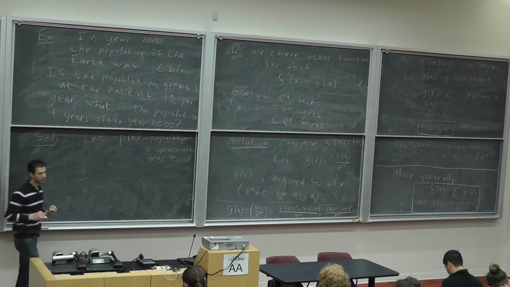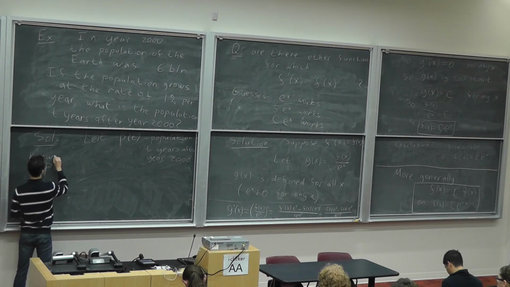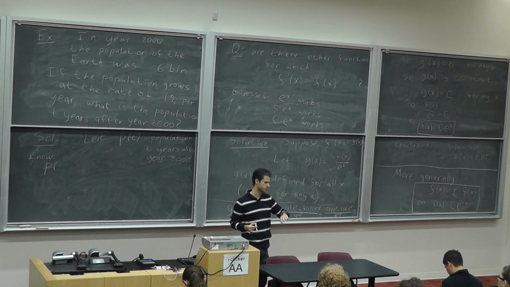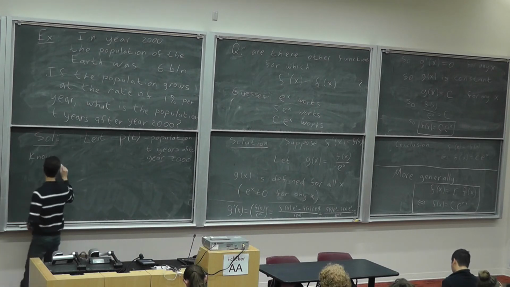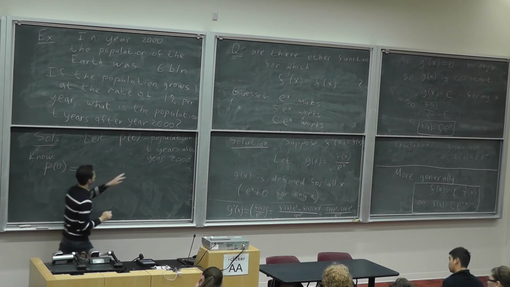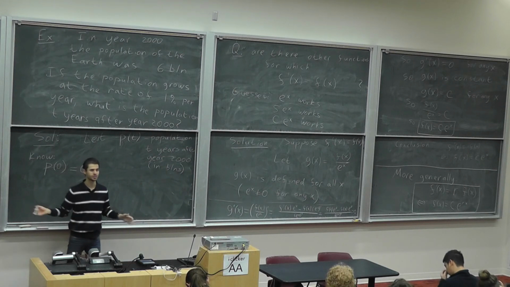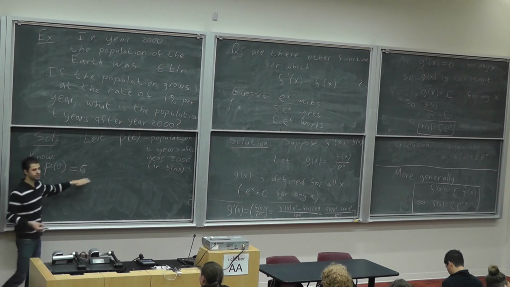What do we know? Well, we know there are some things. One figure is this 6 billion. What is 6 billion in terms of P? P of 0, yes. So 0 years after the year 2000, the population is 6. Well, let me say that we measure it in billions of people. Let me not care about the 9 zeros. So P of 0 is 6.